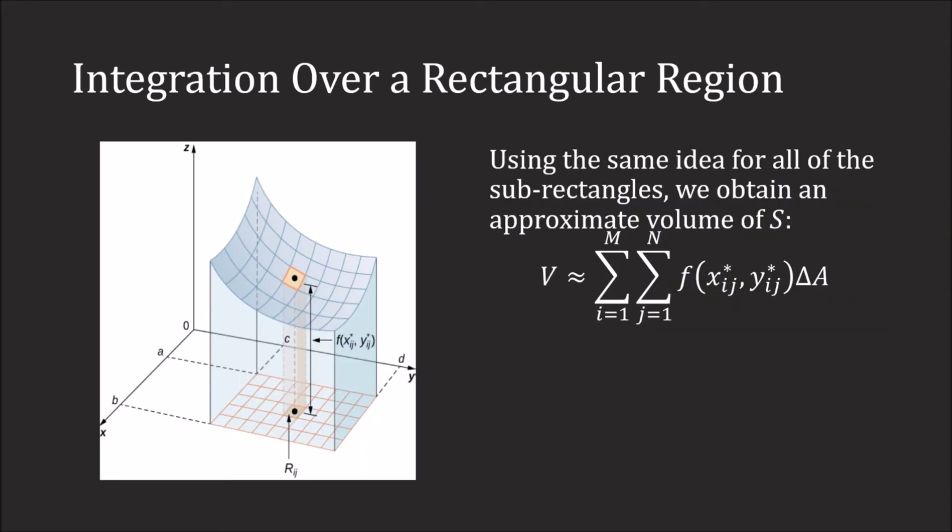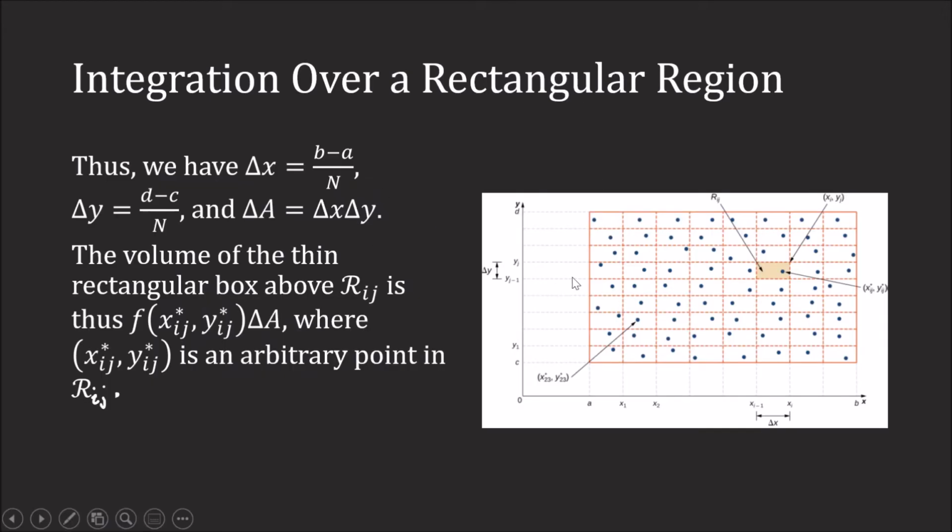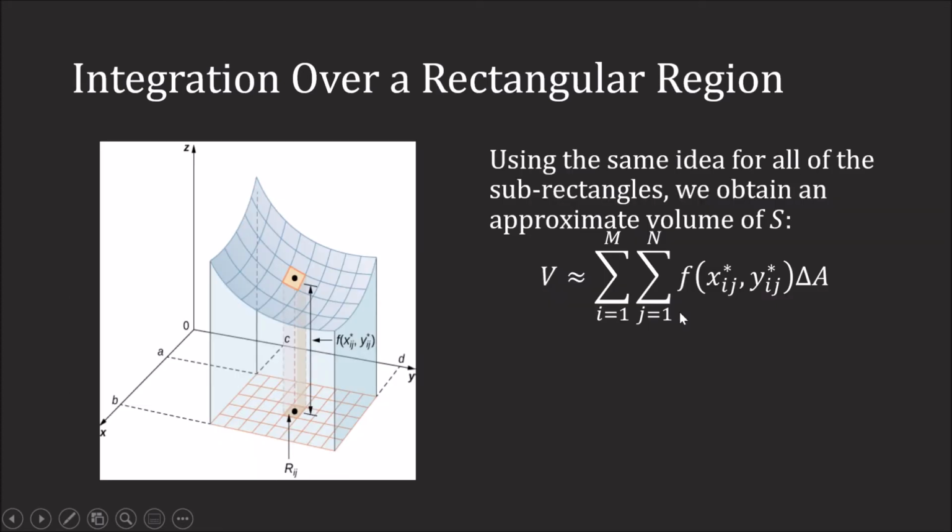Now, using the same idea for each of these subrectangles, so that was only for this subrectangle here, we do the same thing for every single subrectangle we have. We obtain an approximation for the volume of S given as a double summation: the sum from i equals 1 to m of the sum from j equals 1 to n of f(x sub ij star, y sub ij star) times delta A.